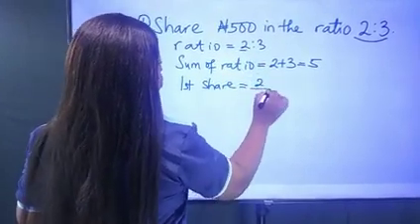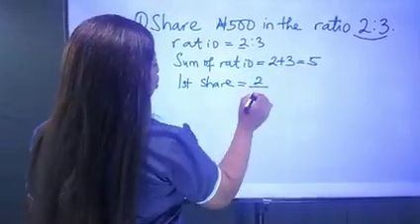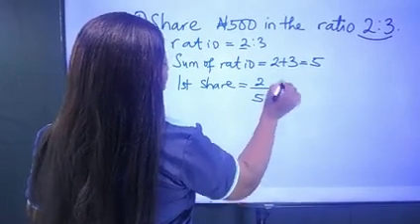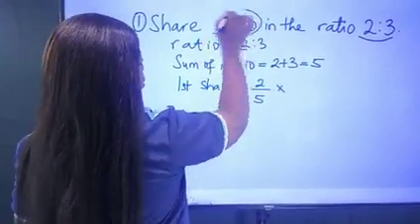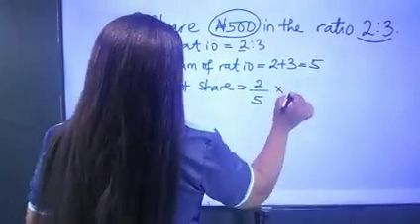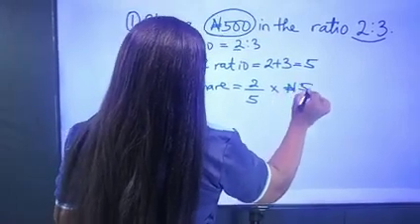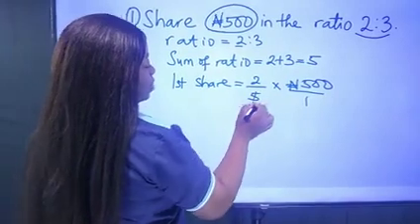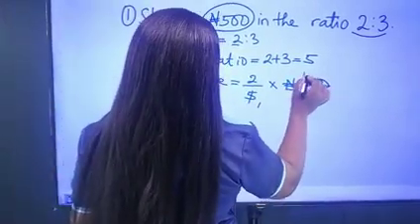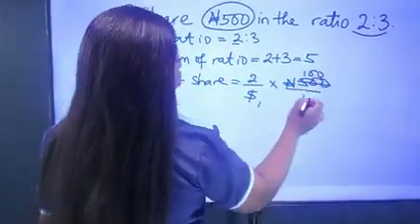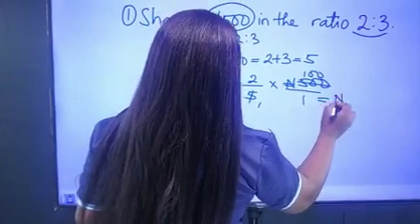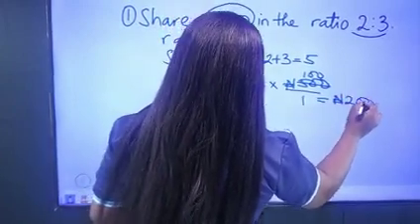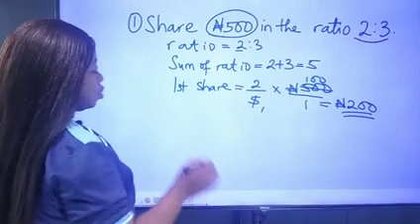That will be 2 over the total number of ratio, that's 5, multiplied by the quantity that is to be shared. This is the quantity to be shared, that's 500 naira over 1. So let's reduce. 5 into 5 is 1. 5 into 500 is 100. So 2 times 100 naira, that's equal to 200 naira. So the first share is equal to 200 naira.